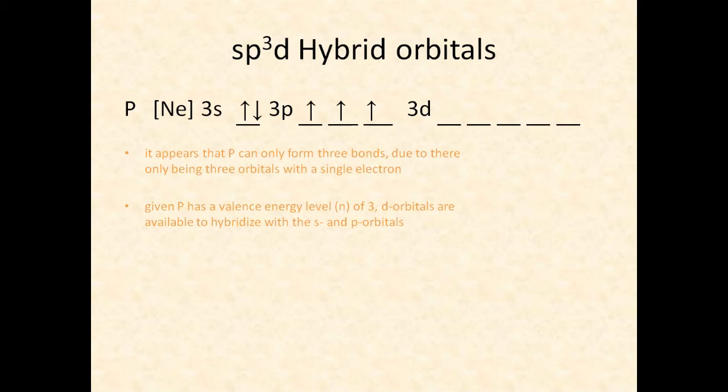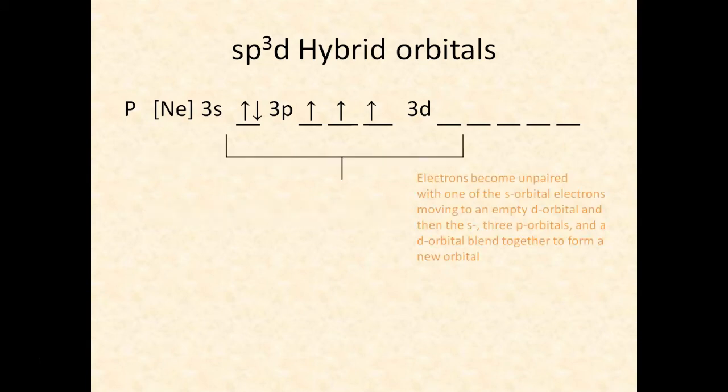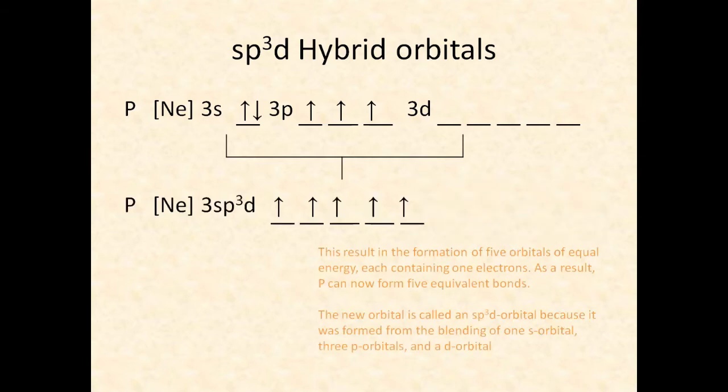Okay, so we can hybridize those. The 1 electron in the s will become unpaired. It will move to the d, and then we'll blend them together and create a new series of orbitals, each containing 1 electron. Now we can see that it can form 5 equivalent bonds, and it's called sp3d because I blended 1 s with 3 p's and 1 d.